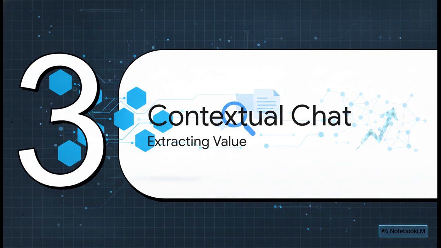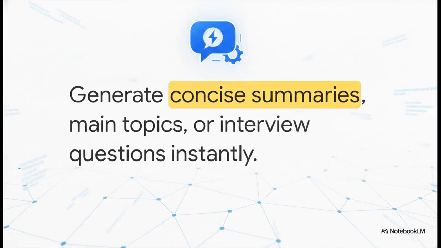That brings us to Section 3, contextual chat and summaries. Once your data is in, instead of just typing out general internet queries, you can command the AI to rapidly generate concise summaries, revision notes, or even interview questions, all based directly on the material it just analyzed. It's immediate utility. You can just say, hey, explain this in plain English, or have it extract the key themes from a 50-page PDF, and it just delivers, instantly.